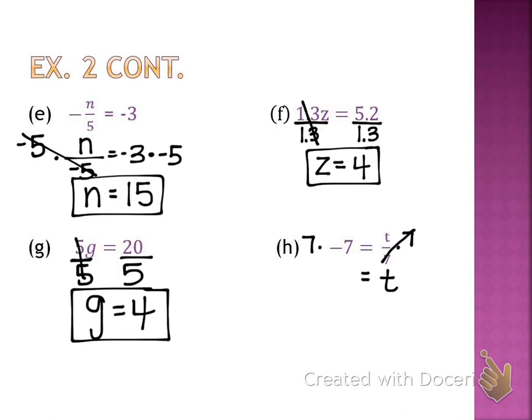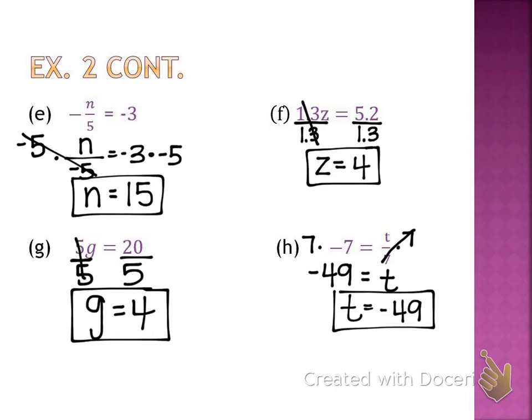And what is 7 times negative 7? Negative 49. Good. A positive times a negative is a negative. So again, let's make sure we put our variable first, and t is equal to negative 49. Any questions on this page?